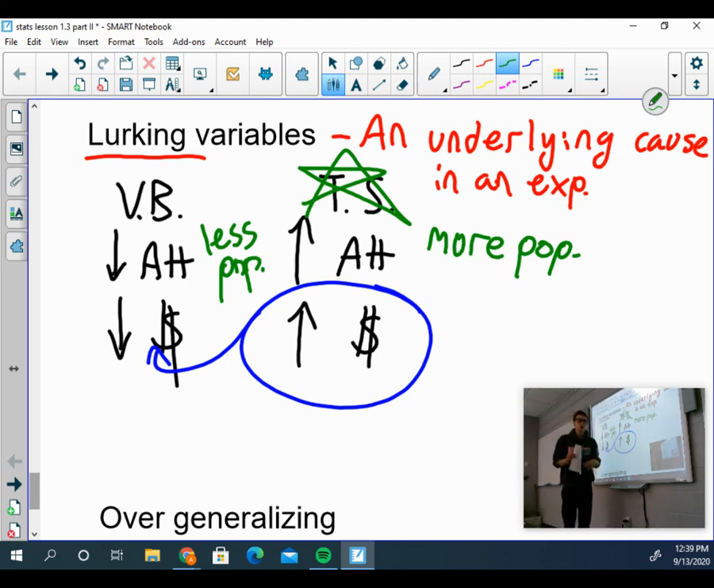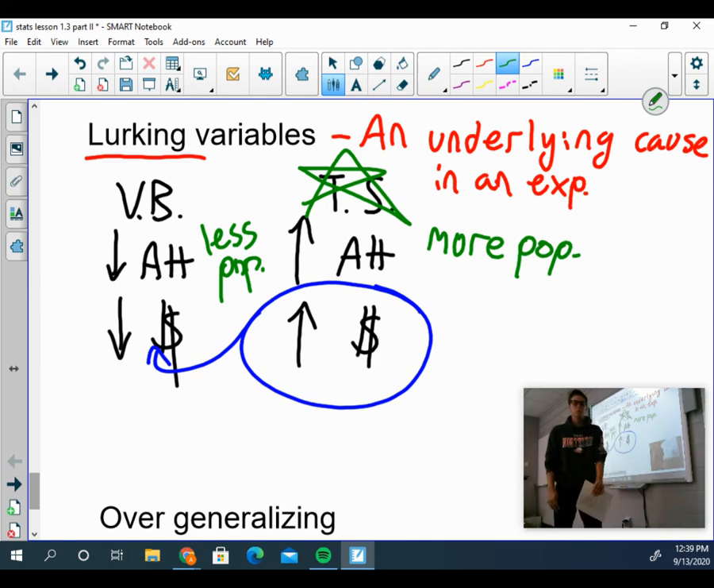Another example, carrying a lighter in my pocket means I have an increased chance of lung cancer. Is that true? Well, the correlation is there. If I carry a lighter in my pocket, I am more likely to have lung cancer. But does the lighter cause the lung cancer? Of course not. What those two things have in common is the underlying cause, or the lurking variable, of smoking.